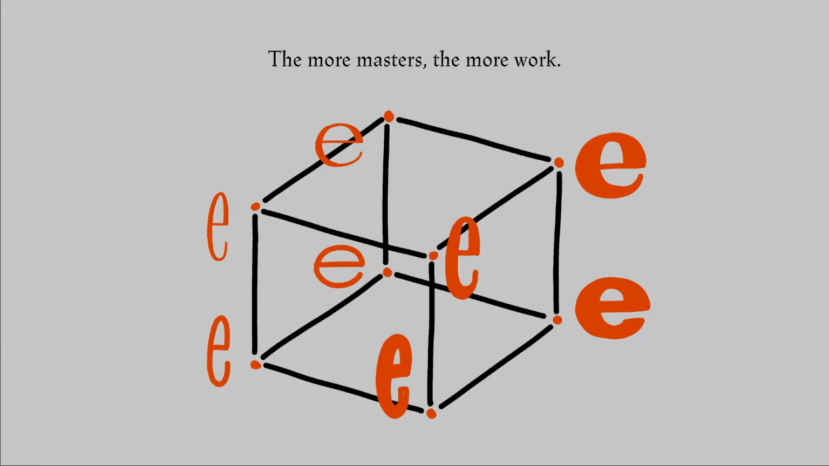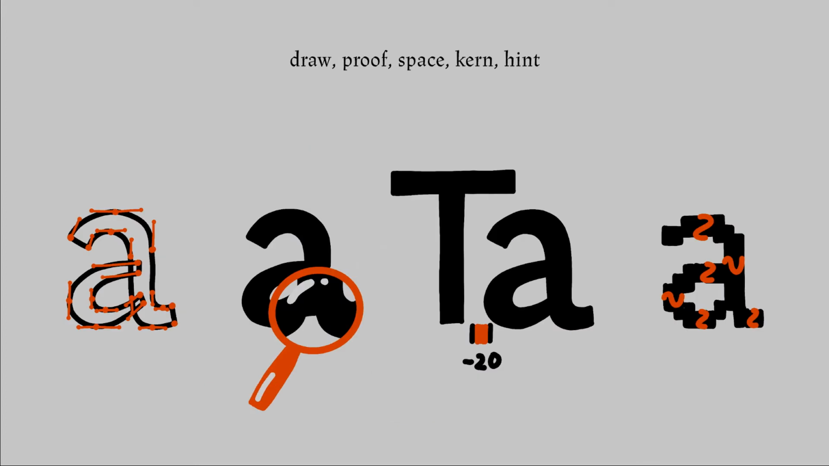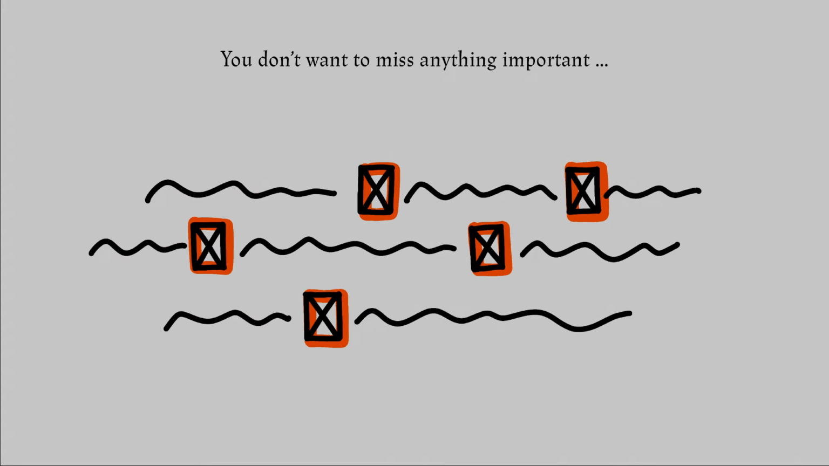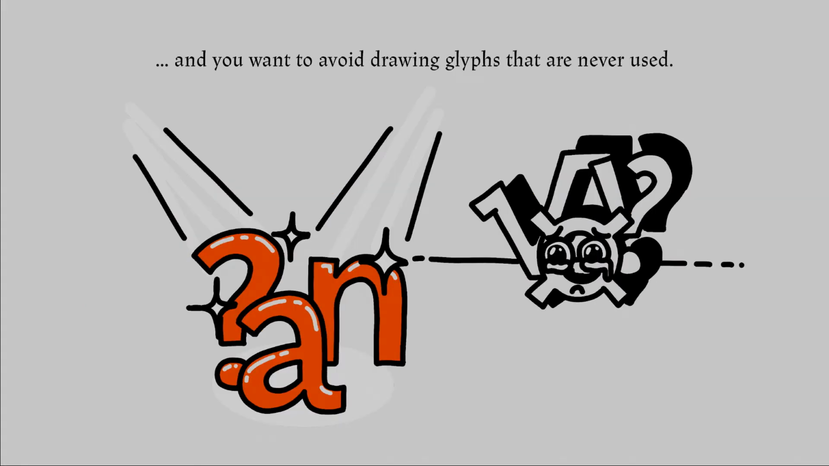Another thing is that projects grow very fast. As soon as you add another master to your project, you basically multiply the glyph count. And drawing is not the only thing you do. Every glyph needs to be proofed, spaced, kerned, and sometimes also hinted. You have to make sure that you don't miss anything important. And you also want to avoid drawing glyphs that are never used.